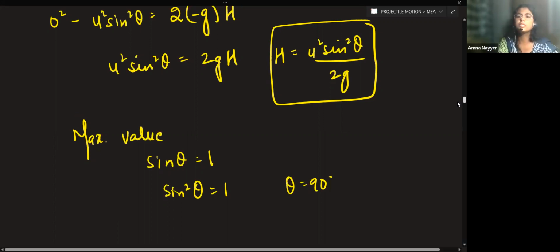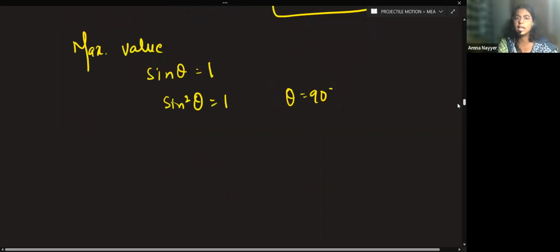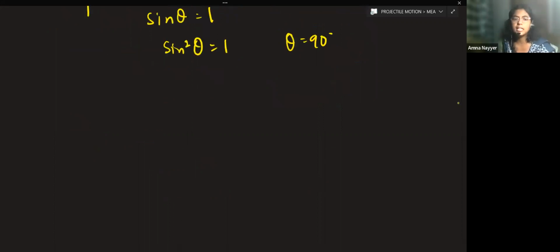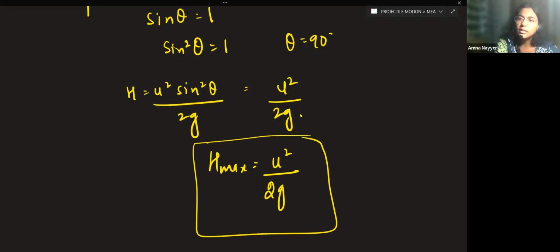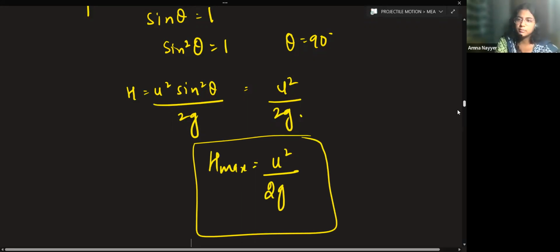Got it? So if you put theta as 90 degree, h is u square sine square theta divided by 2g. So sine square theta becomes 1 square, which gives you u square divided by 2g. So the maximum value of height is u square divided by 2g. Got it? This is the value for maximum height.